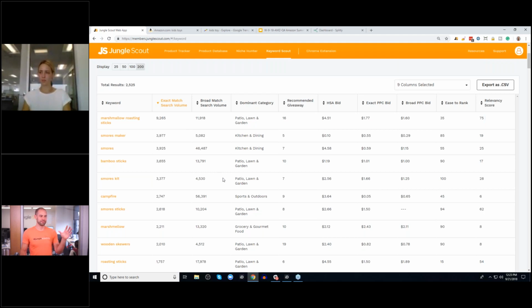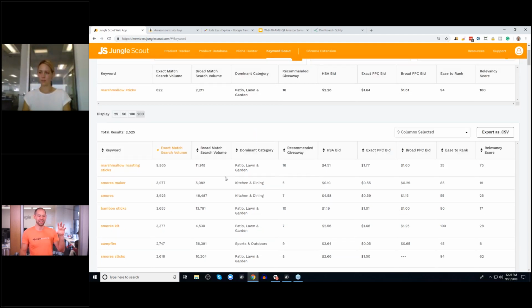So I said the one important thing is when you're creating your listing, and the second thing is when you're doing keyword research, to be thinking about what keywords you want to target when you're doing your pay-per-click.